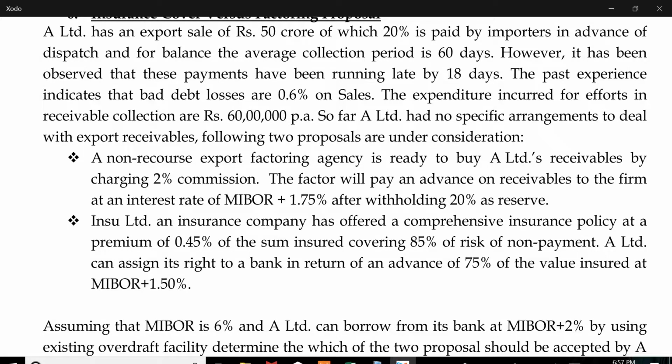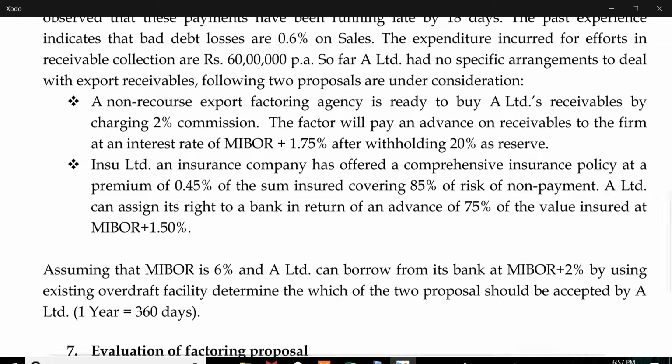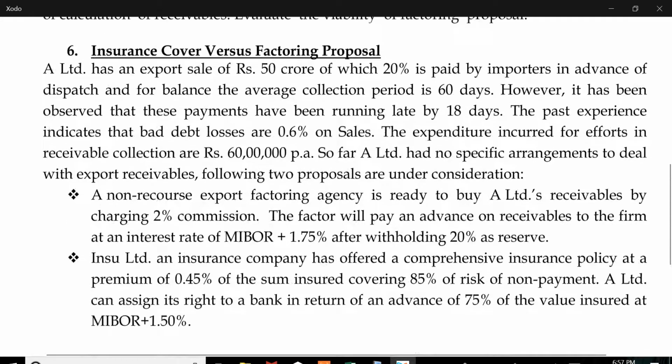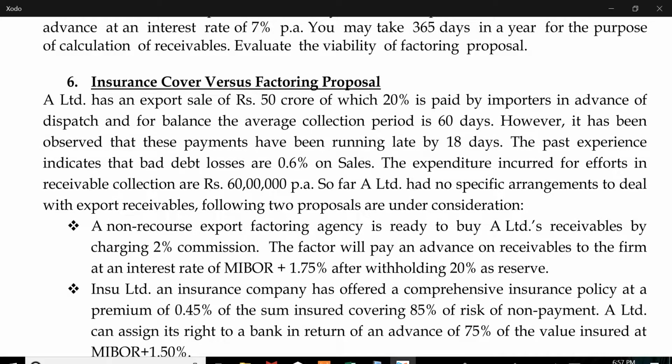There's an insurance company which says, I'm going to give you insurance, you just need to pay a premium of 0.45%, covering 85% of risk of non-payment. What is this 85% risk of non-payment? You are reducing your bad debt by 85%. A Limited can also get an advance of 75% of the value insured at MIBOR plus 1.5%. And currently the company is taking a loan at what rate? MIBOR plus 2%.